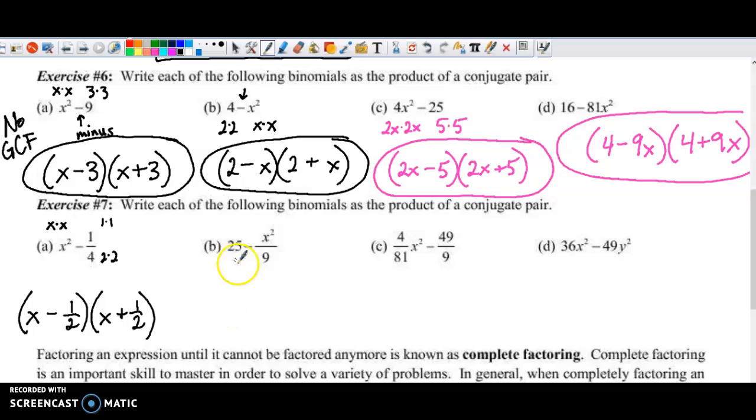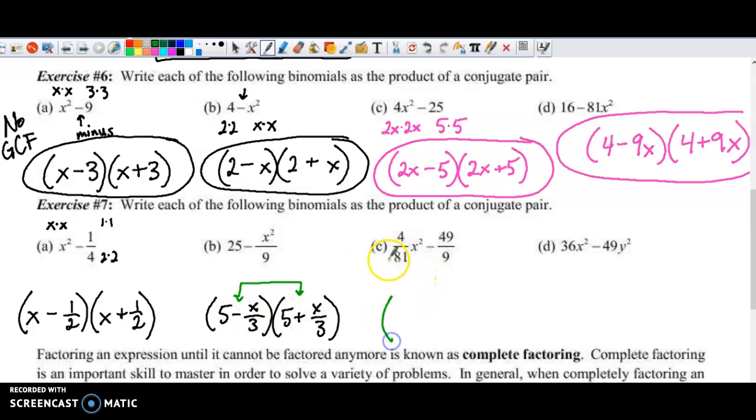Look at the next one. 5 times 5, x times x, 3 times 3. So it's got to be 5 minus x over 3, and 5 plus x over 3. By the way, multiplication is commutative, so if you swap these two, the minus and the plus, you are still correct. The order in which you write it does not matter.